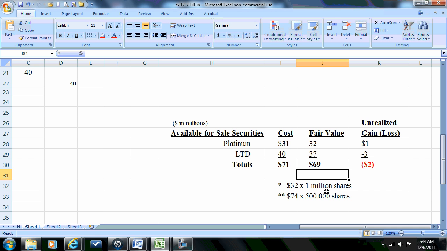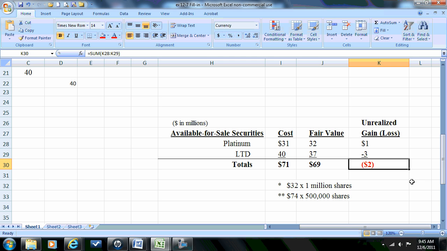We don't necessarily have to go in and change the balances in these investment accounts. Most firms do not do that. Instead, we're going to use a valuation account called fair value adjustment. The unrealized loss of $2 million will not impact the income statement. Since these are available for sale securities, the effect will be on other comprehensive income.